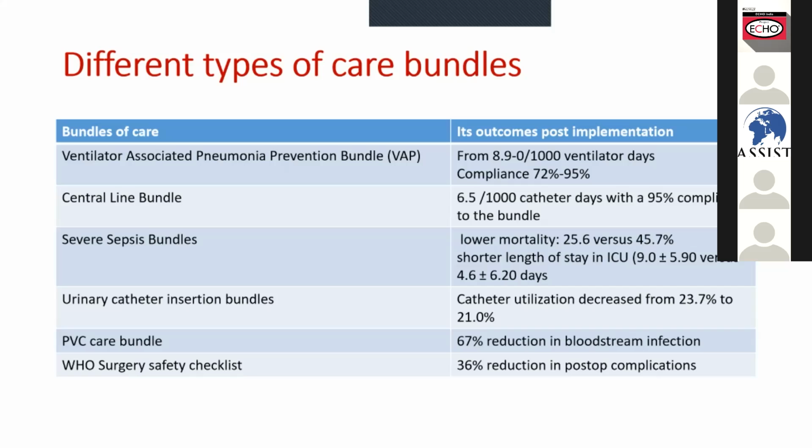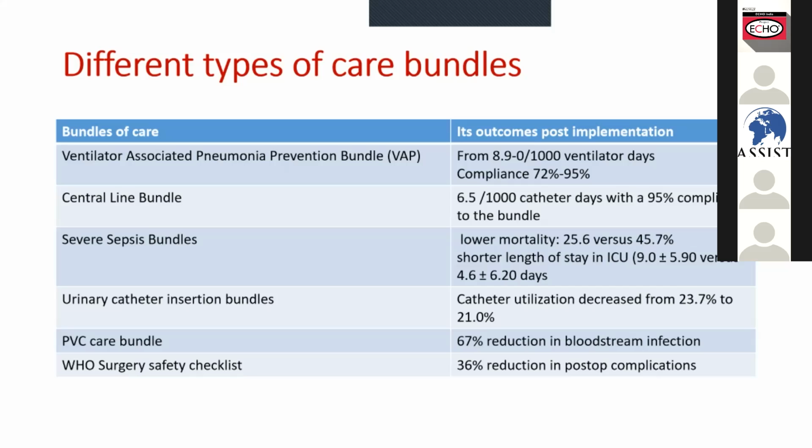So you can see that you have a VAP, or ventilator-associated pneumonia, prevention bundle. As I discussed, they reduce mortality, they reduce ventilation days, and when you comply with it, it shows good outcomes. There are also central bundles, severe sepsis bundles, and urinary catheter insertion bundles.